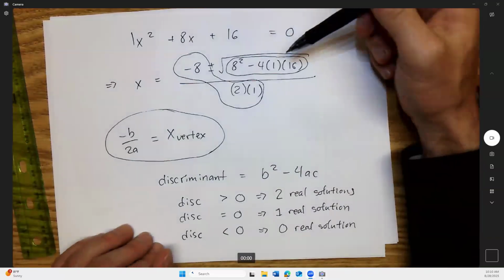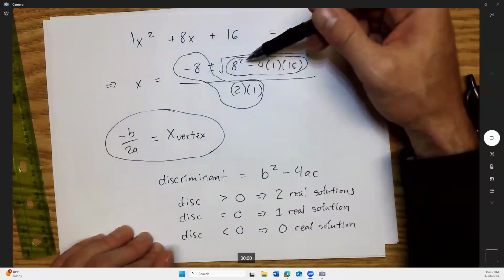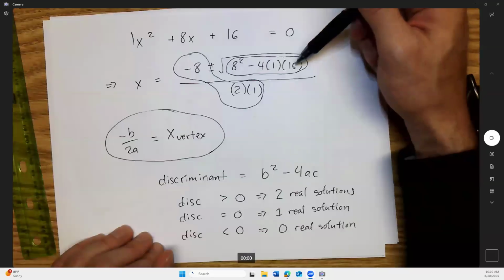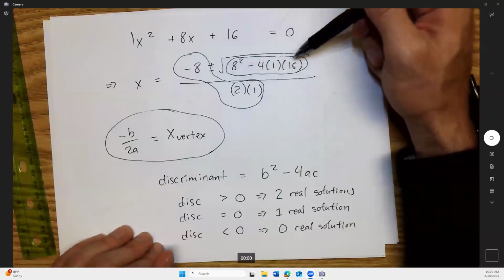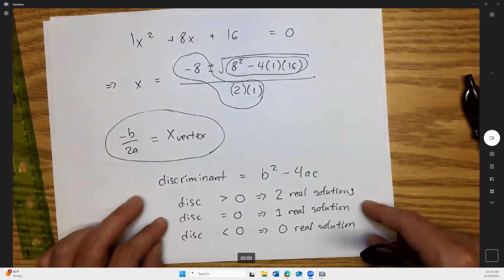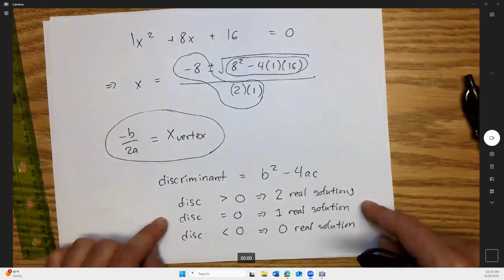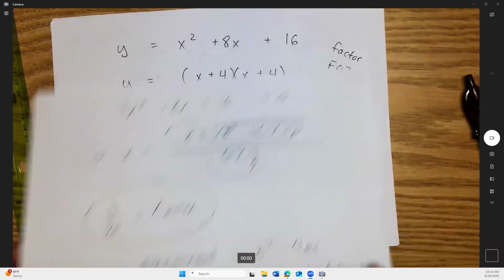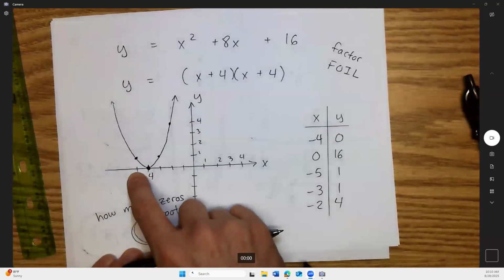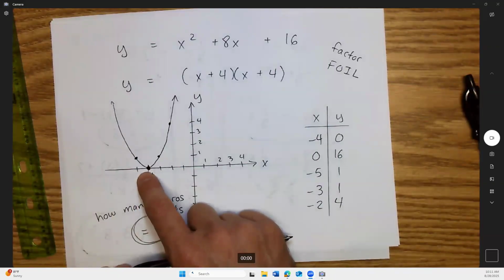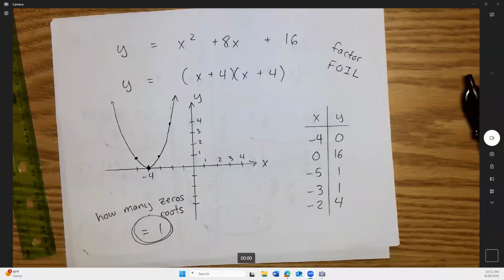So what is this? Guys, what is 8 squared? 64. 4 times 16 is what? 64. What is this 64 minus this 64? That would be 0, right? Which tells you which category this falls into? One real solution. Get that? Because the discriminant is 0, which is also exactly what the graph shows. You guys see how the only place this touches the x-axis is at its vertex. There's only one solution. It's the same thing.